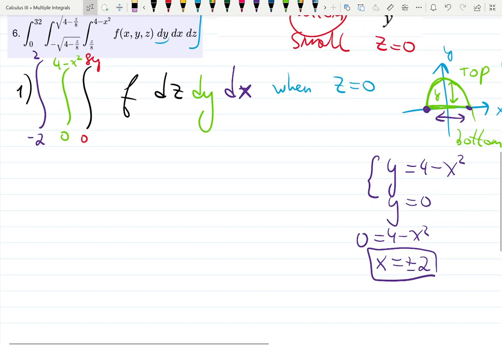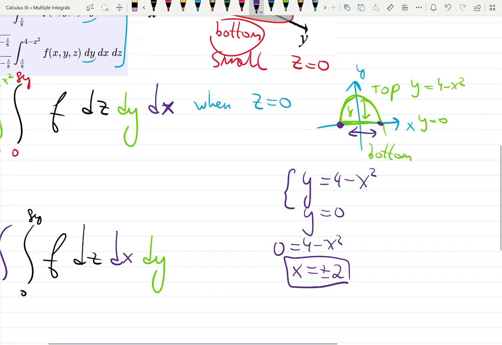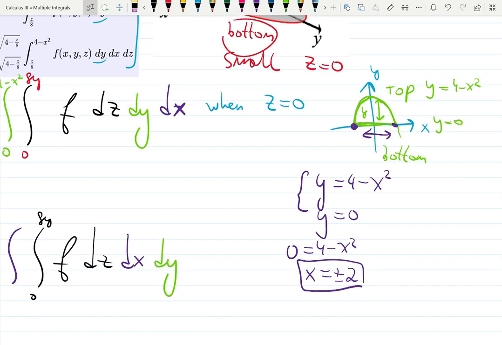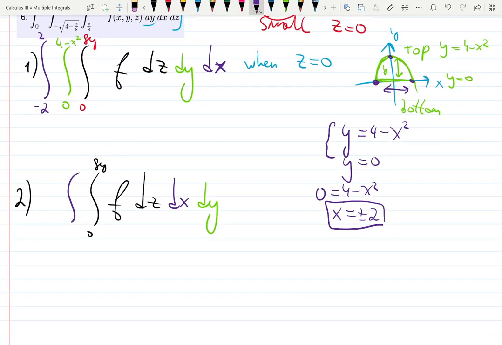For the answer number 2, it's easier to stick with the same result of dz, f dz from 0 to 8y, and now switch between dx and dy. So you don't have to redo the inner part, that is the same. So now x will be from a function to a function, and the picture is the same. Here is the picture. I will actually redo the picture for you.